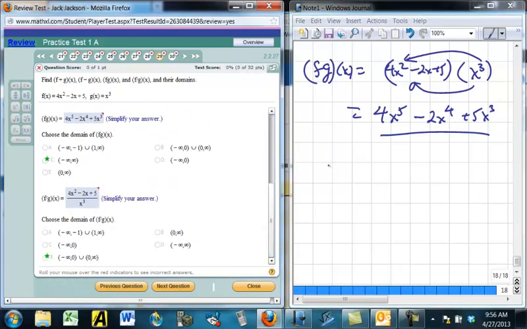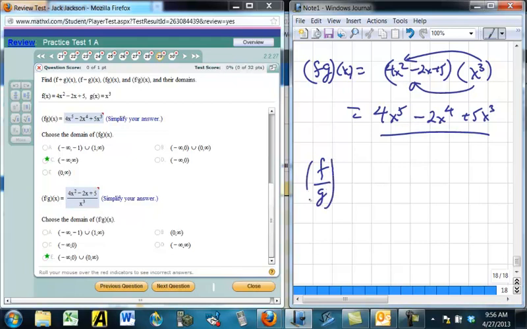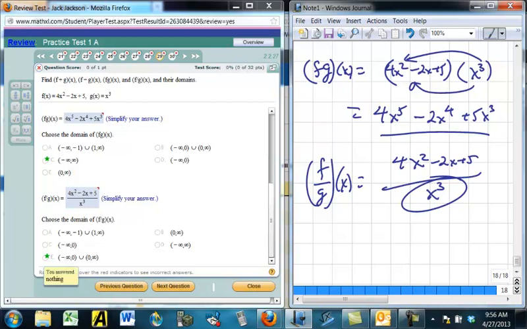And the last one, f over g, or f divided by g of x, is f of x, 4x squared minus 2x plus 5, over g of x, x cubed. Notice that we cannot let x be 0 here. So the domain's not all real numbers, it's all real numbers except for 0, which in interval notation looks like this: negative infinity to 0, union 0 to infinity. Notice 0 is not included in either interval.